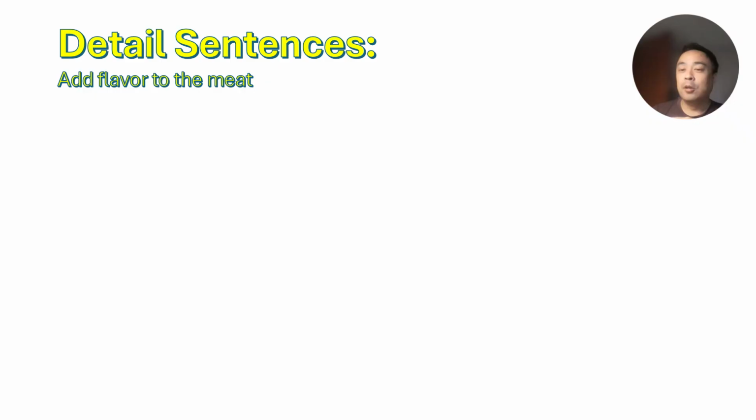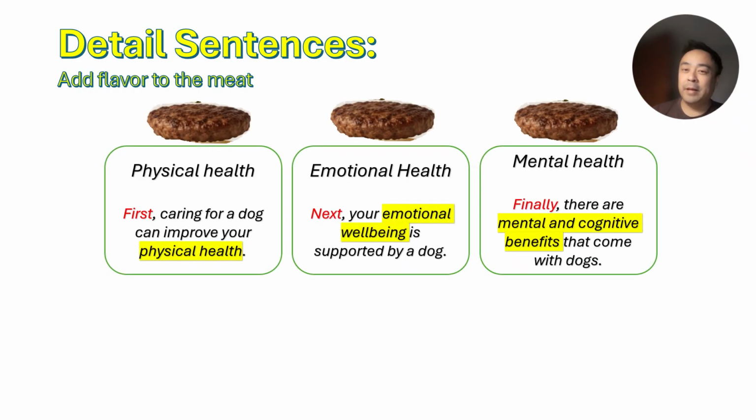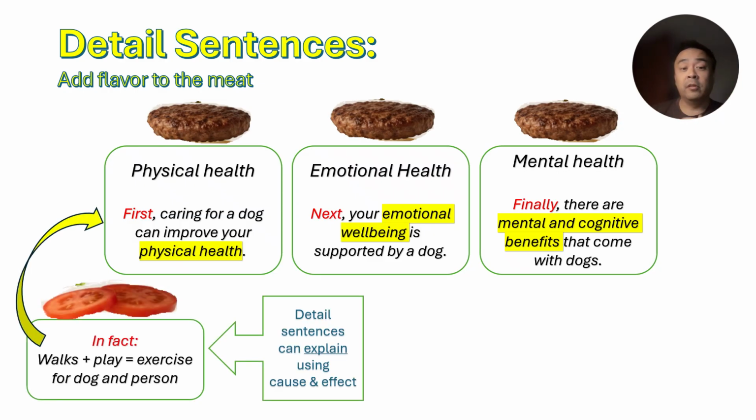All right, you have your meat patties, which are your support sentences. Now, it really helps if you add some flavor to each meat patty. And we do this by using the detail sentences. The detail sentences can add more flavor by describing cause and effect. For instance, how can we get a physical health benefit by having a dog? Well, when you walk and you play with your dog, you are getting exercise, and this is good for you and your pet. I use cause and effect here to develop that detail.